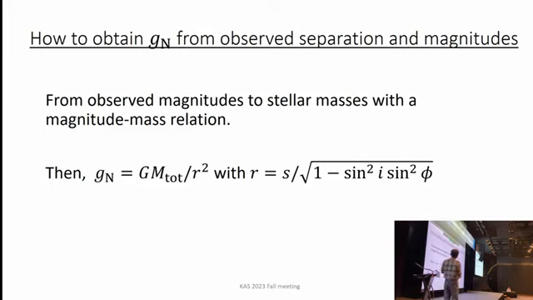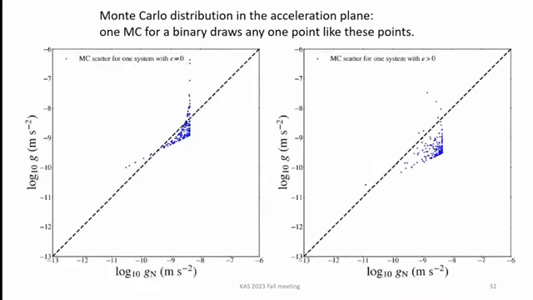So how to obtain Gn? Gn is from the magnitude, and from magnitude to stellar masses, as I said, the mass-magnitude relation is very reliable, and I tested a range of them, so it's quite reliable, and then you just need to do the deprojection of the sky projected separation to physical radius.